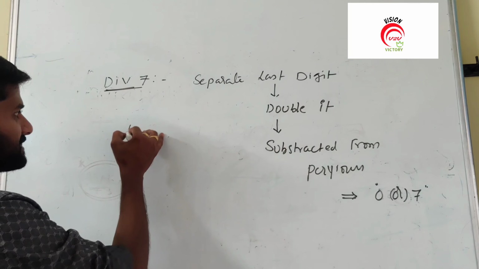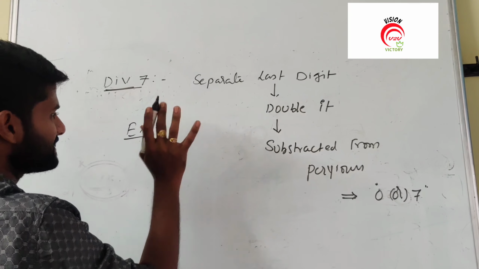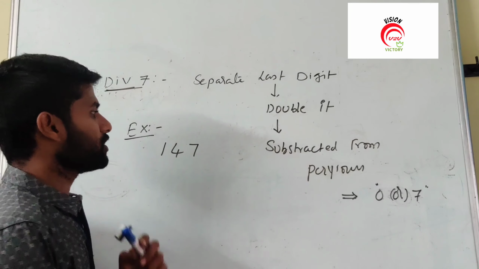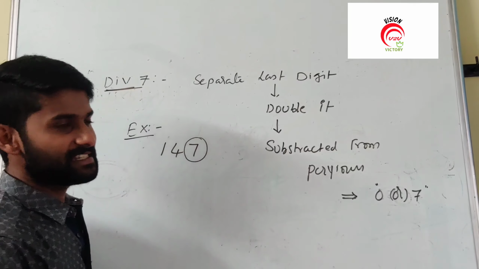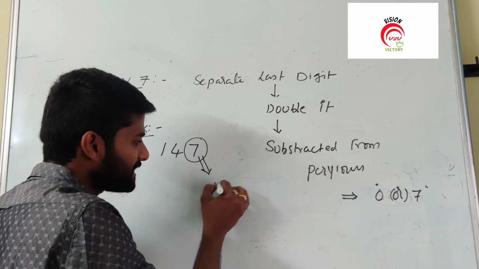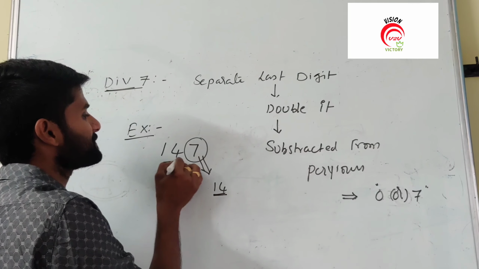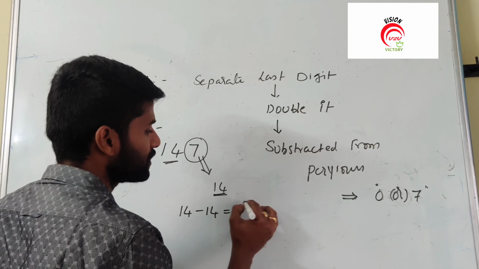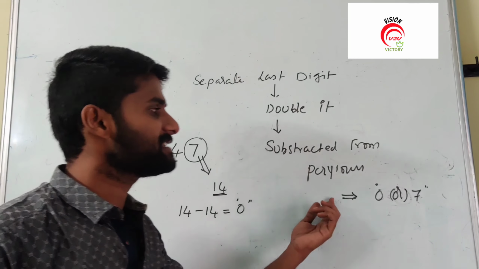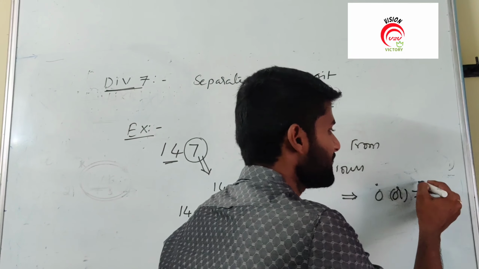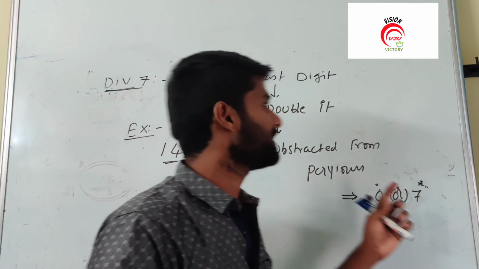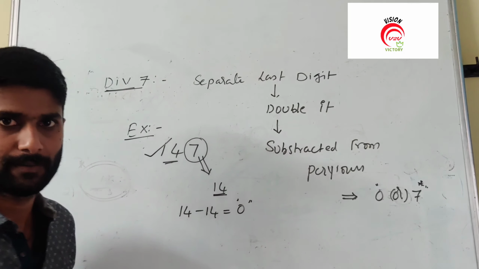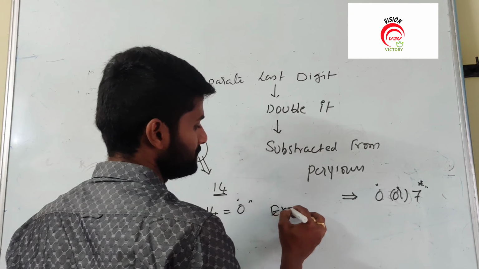Let me give an example. For example, I will consider 147, is it divisible by 7 or not? According to the rule, focus on the last digit. Double of this number is 14, and we subtract it from 14. 14 minus 14, the resultant is equal to 0. So the final resultant is either 0 or a multiple of 7. If you get 0 or a multiple of 7, definitely that number is divisible by 7. So definitely this is a divisible number. Okay, we'll go to one more example.